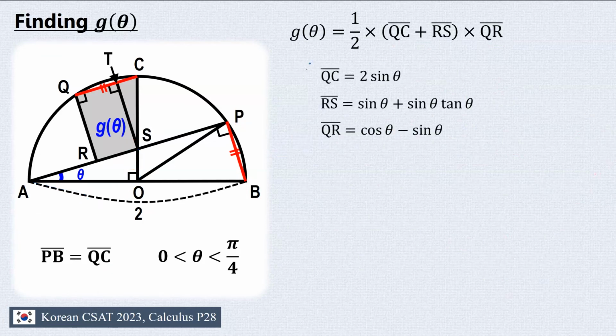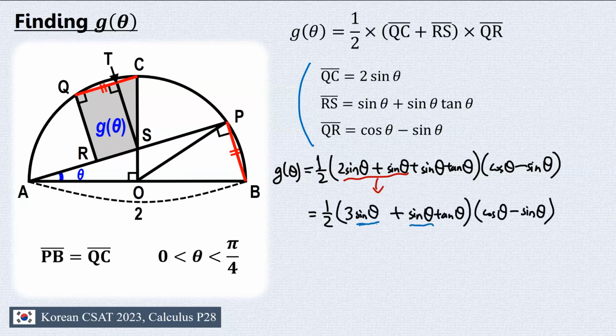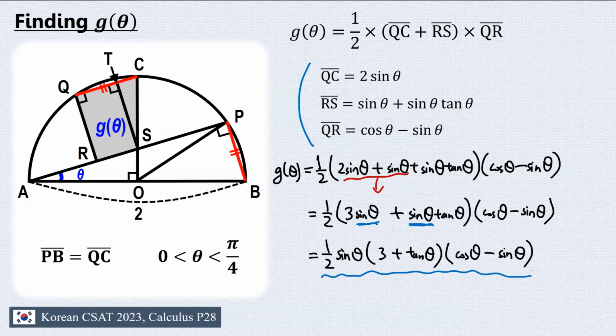So finally, with these obtained lengths, g theta equals 1/2 times QC, which is 2 sine theta, plus RS, which is sine theta plus sine theta tangent theta, times QR, which is cosine theta minus sine theta. So we have 1/2. This part becomes 3 sine theta, and we have the rest. And we can take this sine theta to the front, so we have 1/2 sine theta, 3 plus tangent theta, cosine theta minus sine theta. And this is the expression for g theta.